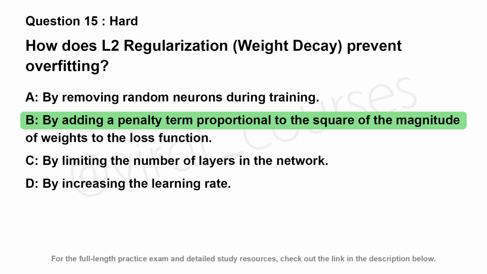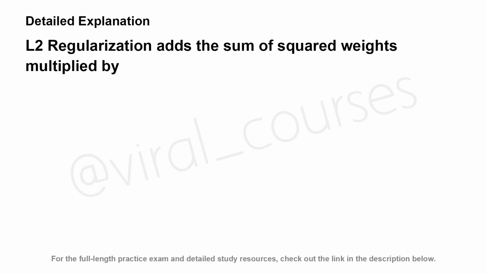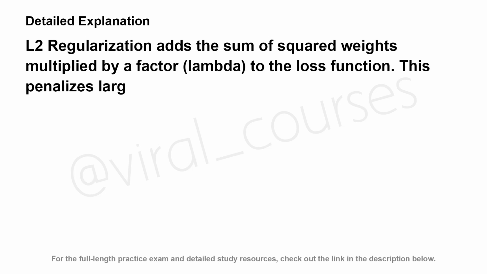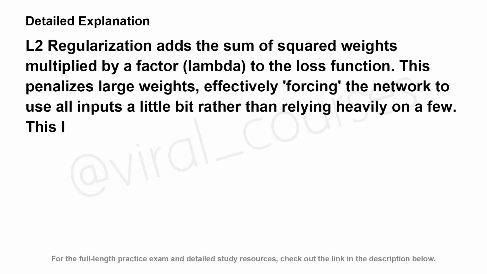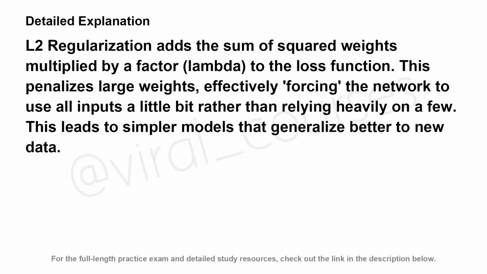The correct answer is B. L2 regularization adds the sum of squared weights multiplied by a factor lambda to the loss function. This penalizes large weights, effectively forcing the network to use all inputs a little bit rather than relying heavily on a few. This leads to simpler models that generalize better to new data.